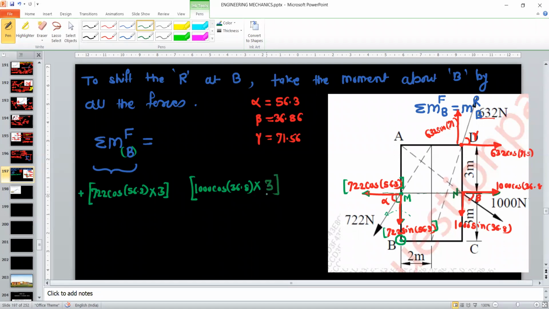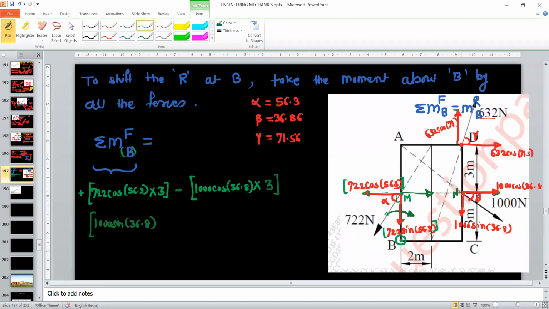And for this moment, if you observe the rotation, the force is acting in this direction. That is this force. So this moment is clockwise about the point B, so this is negative. The next is 1000 sine 36.8. So this is the force.